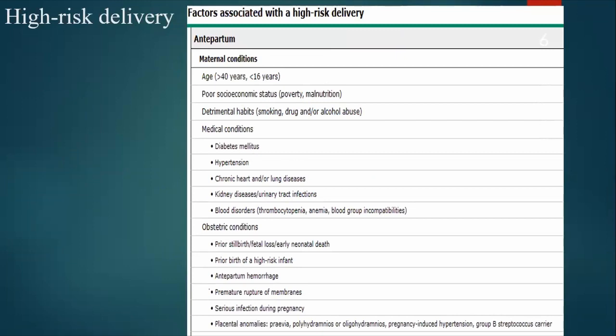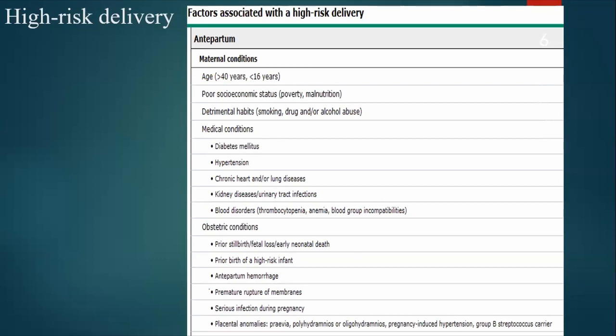Habits like smoking, drug use, and alcohol abuse are also risks. Maternal complications or medical conditions like diabetes mellitus, hypertension, chronic heart disease, lung disease, kidney disease, and urinary tract infection, especially in the last trimester of pregnancy, as well as blood disorders like thrombocytopenia, anemia, and blood group incompatibilities, are also associated with neonates who require resuscitation.